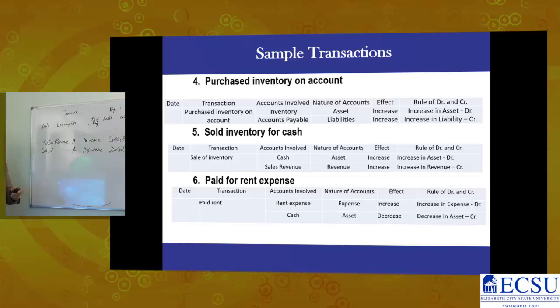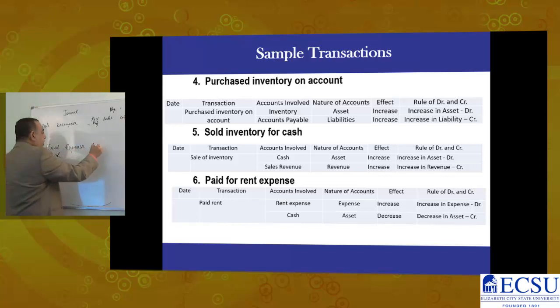Next is the paid for rent expense. I paid for rent. So if I pay for rent expense, now what are the two accounts? As soon as you hear that word paid, it means cash. So one is your rent expense, another is your cash. Now, rent expense is an expense account and cash is an asset account.